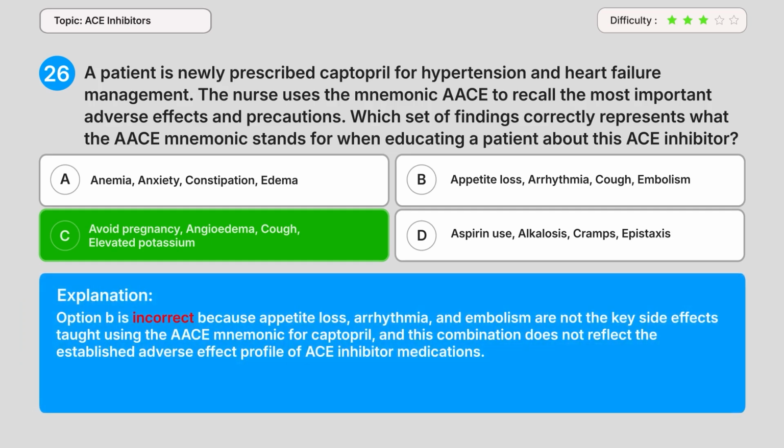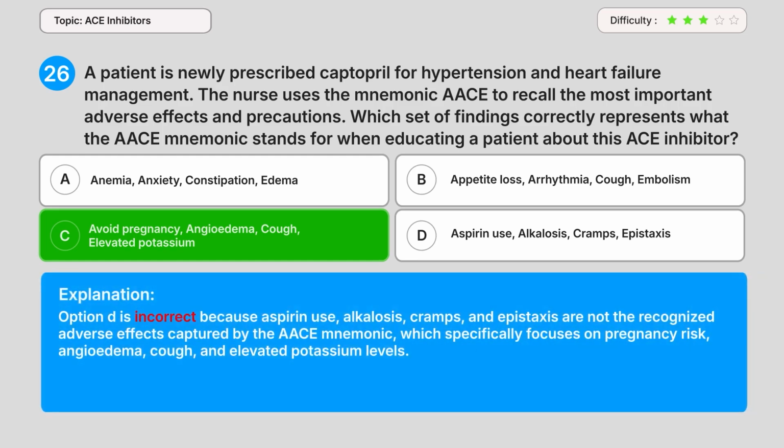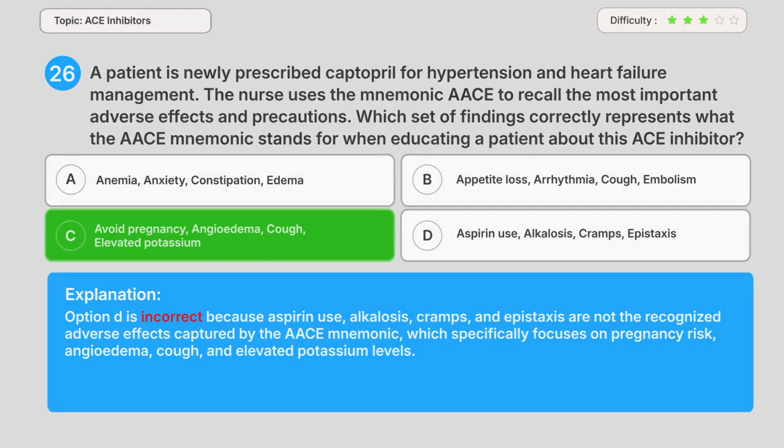Option B is incorrect because appetite loss, arrhythmia, and embolism are not the key side effects taught using the ACE mnemonic for captopril, and this combination does not reflect the established adverse effect profile of ACE inhibitor medications. Option D is incorrect because aspirin use, alkalosis, cramps, and epistaxis are not the recognized adverse effects captured by the ACE mnemonic, which specifically focuses on pregnancy risk, angioedema, cough, and elevated potassium levels.